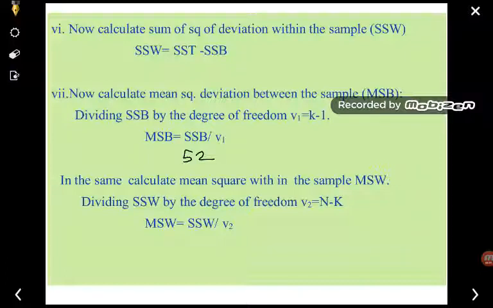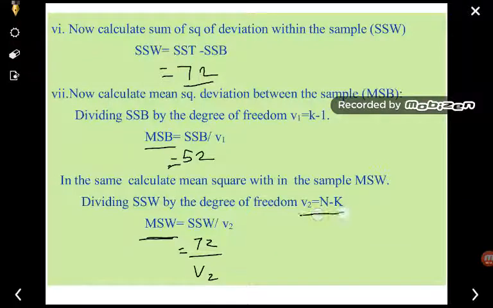Next step, in the same case we have to calculate the mean square within the sample, MSW. Now we have to calculate the MSW. So we got SSW here, that is 72. So 72 divided by V2. In order to calculate V2, what is the formula of V2? N minus K. N is nothing but the number of observations.